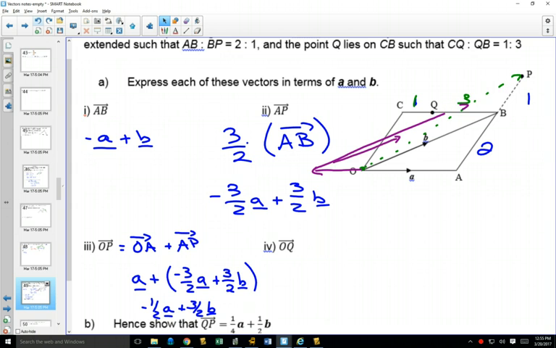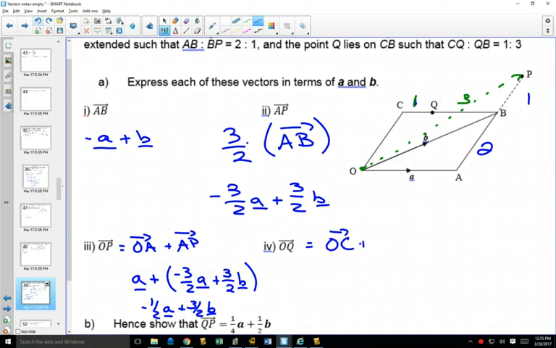And now, similarly, we can figure out O to Q. How can we get from O to Q? Well, O to Q would be going from O to C plus going from C to Q. That makes sense. And since O to C is parallel to A to B, we can say that that's the same as going from A to B plus, and C to B, how far along is C to Q? What number would I have to put in front of C to B?